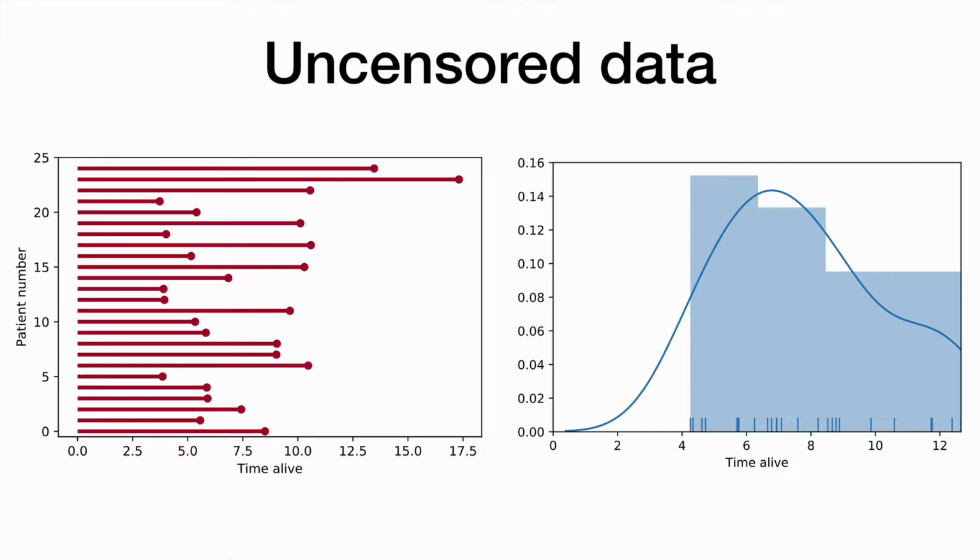So say that we have an onset of cancer and we want to see how many years the patients stay alive after the first onset of the disease. That's a typical scenario where we use survival analysis.